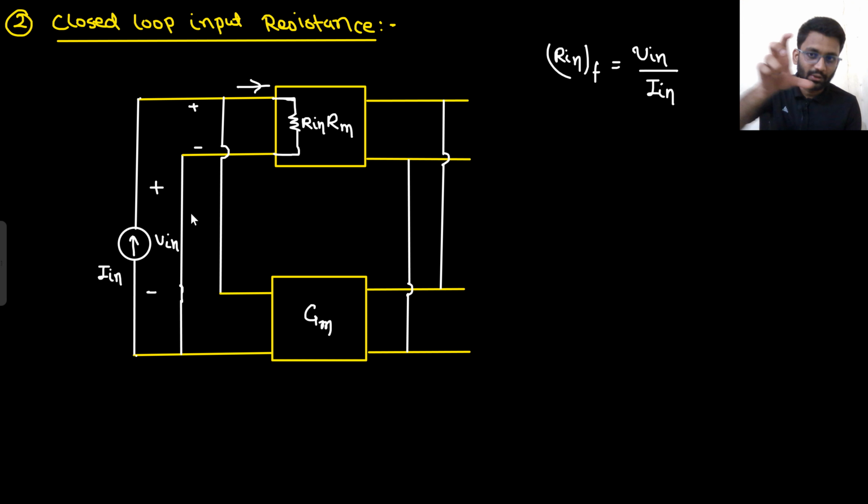This is shunt connection, so voltage will come as it is. I am saying that the current source is having V in voltage. That means this node is negative, so negative is trailing here, and this node is positive, so positive is trailing here. In the same manner, this node is negative, so negative will be traveling here, and this node is positive, so positive will be traveling here.